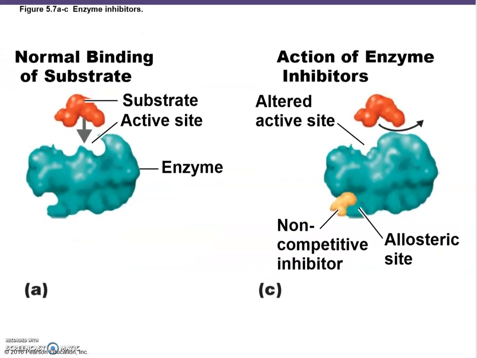Let's take a look at a diagram of what this might look like. Here's the normal substrate, and it wants to bind to this enzyme in the active site. Now here comes this non-competitive inhibitor and messes it all up. It's binding right here, and it changes the shape of the active site, and now the regular substrate doesn't fit anymore. So that would be a non-competitive inhibitor, and of course they can also be reversible or irreversible in their binding.